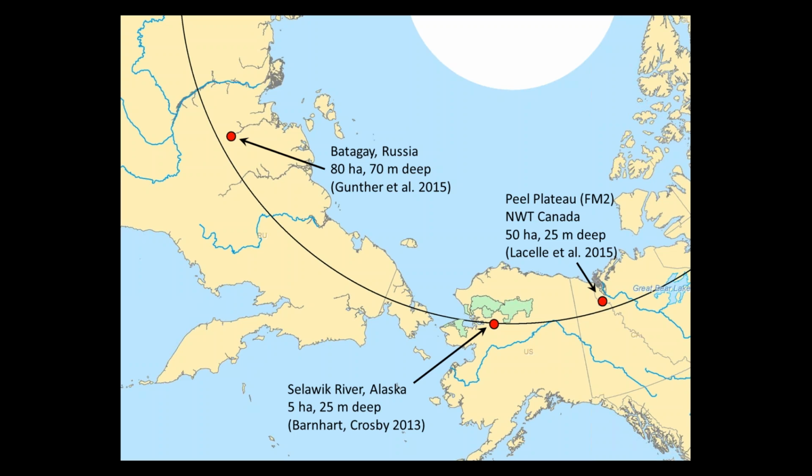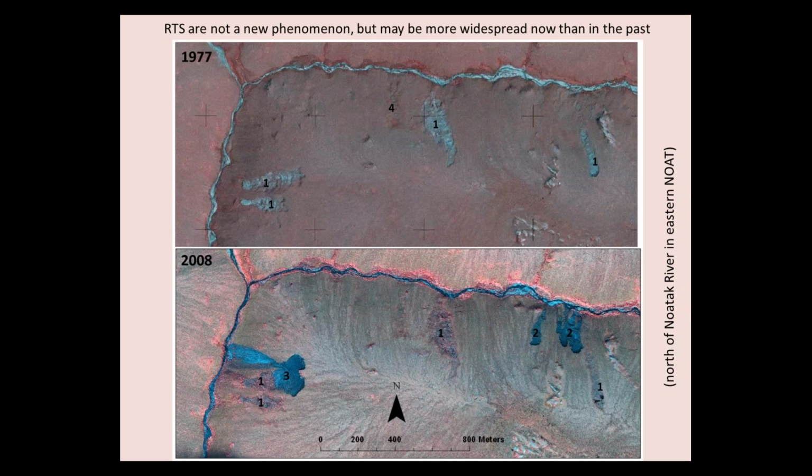However, if we go outside of Alaska, there are some really big thaw slumps, bigger than ours. In the Peel Plateau region of Canada, they range up to 50 hectares in size, and one there that I saw reported in the literature was 25 meters deep. But the world champ thaw slump is actually in Batagay, Russia: 80 hectares, with a 70-meter high escarpment. So that's the monster thaw slump. We've got a lot of them, but there are bigger ones elsewhere in the world.